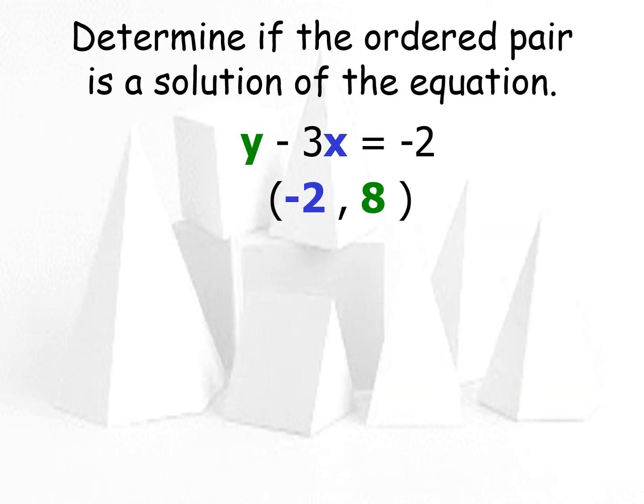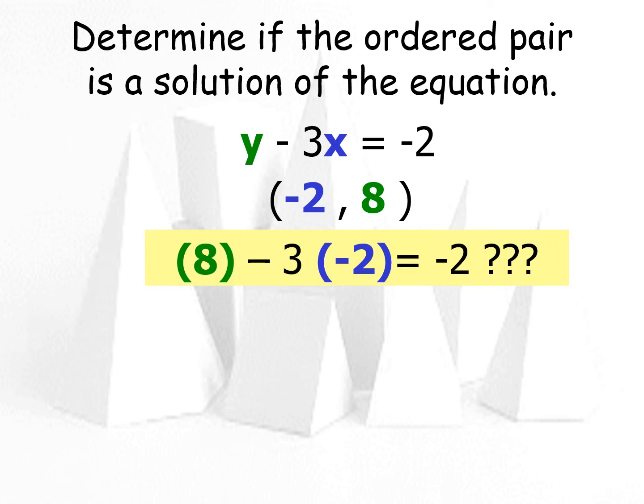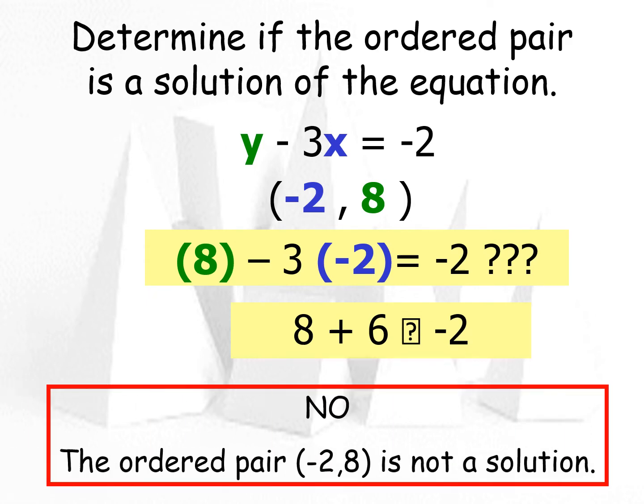Now let us have another one. Let us determine if (-2, 8) is a solution to y minus 3x equals negative 2. The first thing we need to do here is to substitute or plug in the values of your x and y. So we shall have 8 minus 3 times negative 2, and negative 3 times negative 2 is positive 6. So is 8 plus 6 equal to negative 2? It's a big no because 14 is not equal to negative 2. So the ordered pair (-2, 8) is not a solution.